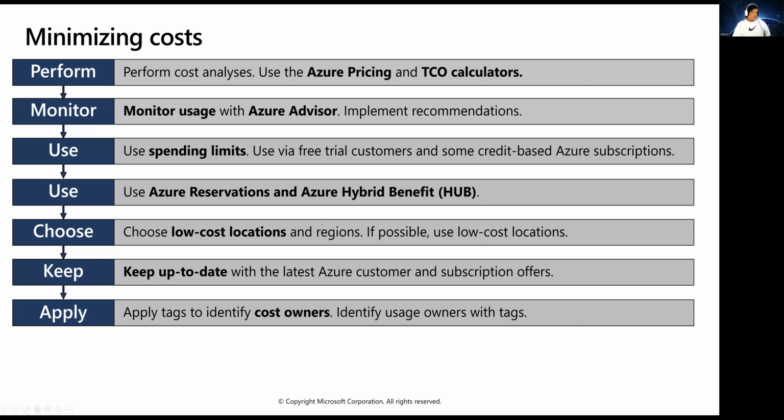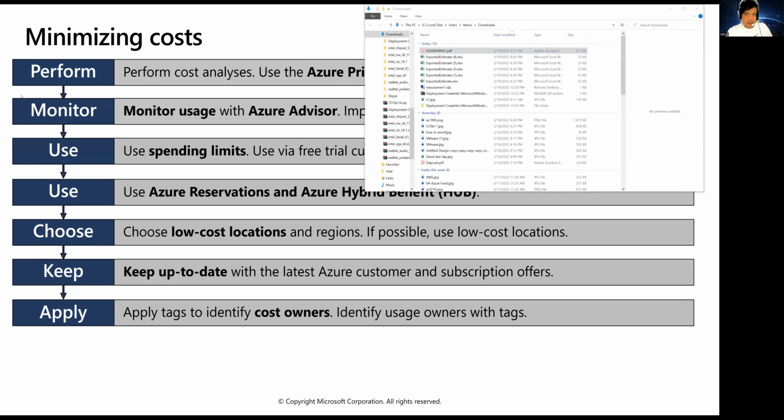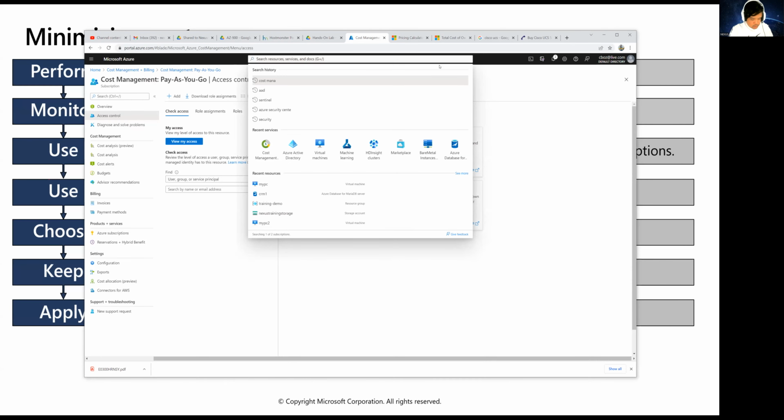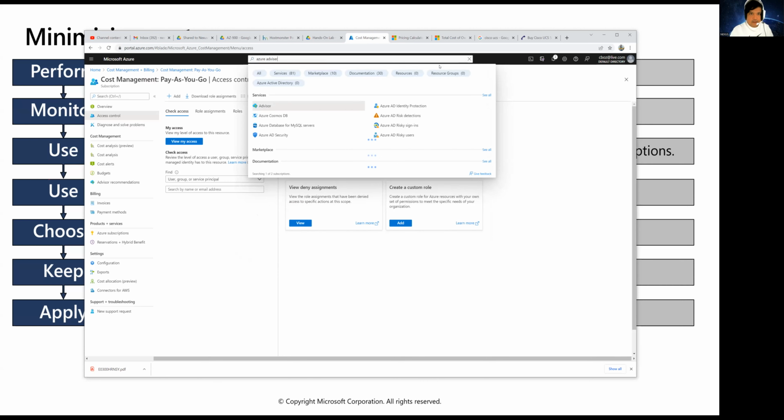In minimizing cost, paano paliliitin cost mo? So meron ditong drop-down waterfall strategy. No? So perform, meaning you have to analyze your cost. So how do you analyze? You can either use Azure pricing or TCO calculator, which I demonstrated a while ago. Okay. You can also monitor usage using Azure Advisor. So you can go, hindi ko pa na-demo to, Azure Advisor. Azure Advisor, asan na yun?